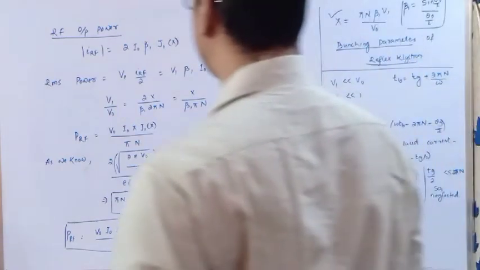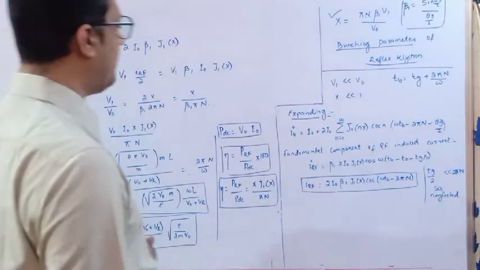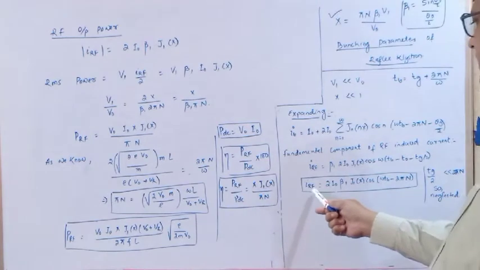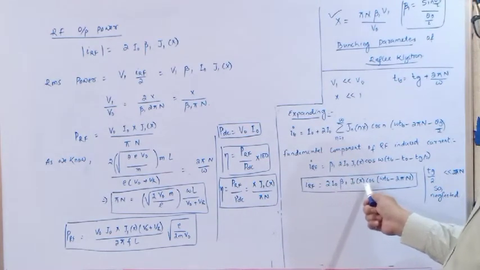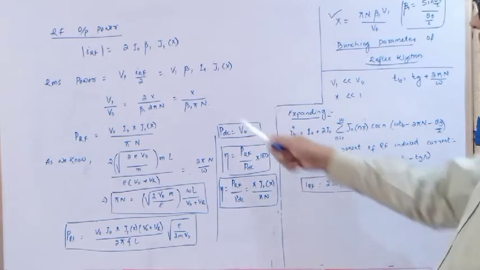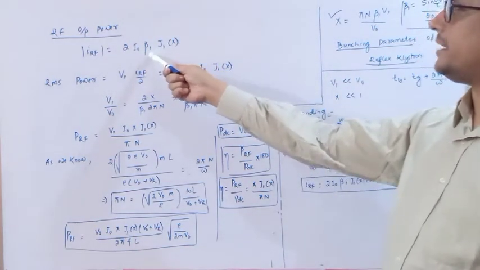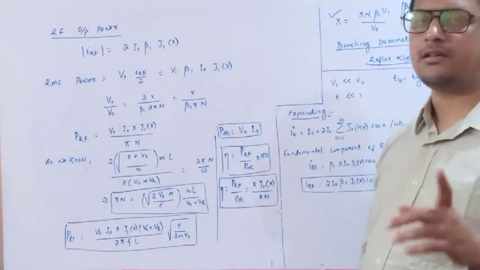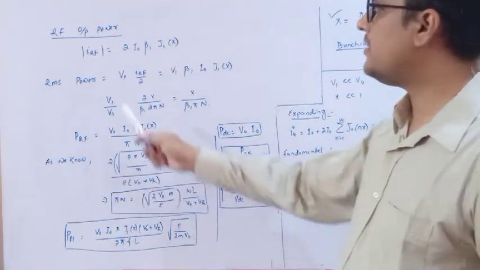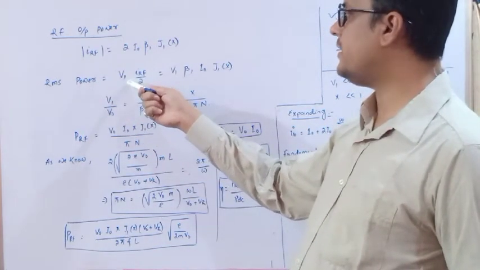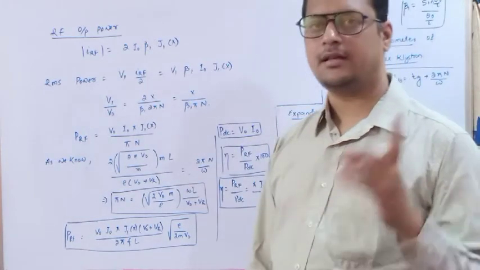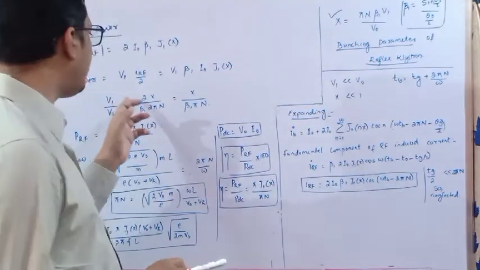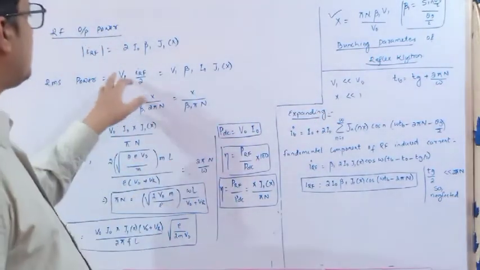Here you can see that RF output power is calculated only with respect to the magnitude part. Here we have written IRF is equal to twice I naught beta 1 J1 of X cos of this. So take the magnitude part. Beta 1 is the beam coupling coefficient. J1 of X is the first Bessel function with respect to the bunching factor. RMS power is V1 into IRF by 2. V1 is the RF potential we are providing to the cavity gap, and IRF by 2 is the total current. So substitute this value.